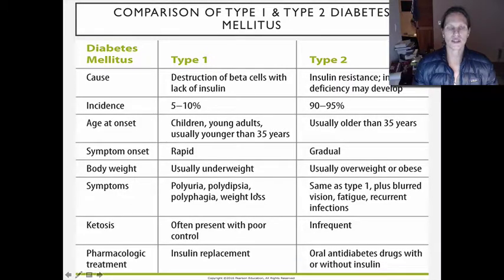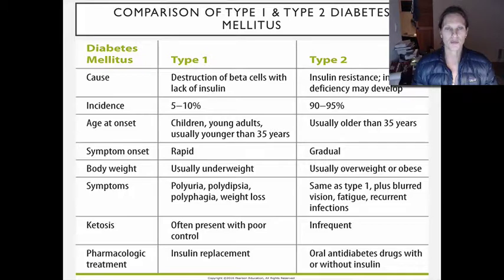The same symptoms are present with type 2. Plus, as it progresses even more, they get visual disturbances, a lot more fatigue, and recurrent infections because they've got so much sugar running around in their blood. Ketosis is quite common in people with uncontrolled insulin-dependent diabetes.